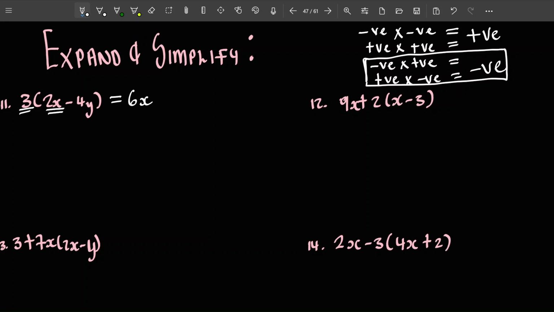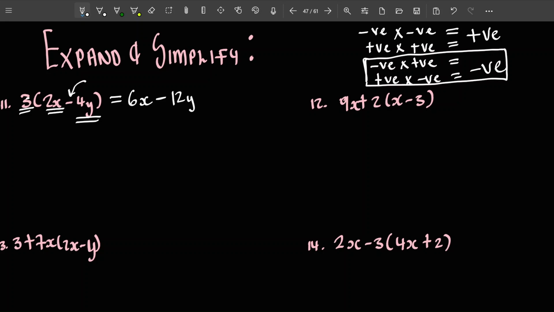So I do the same thing here. 3 by negative 4y. Remember, this is a negative 4y because we said the sign of a number is the sign in front of it. If there is nothing in front, it's a positive number. If there is a plus in front, it's a positive number. If there is a negative in front, it's a negative number. So 3 by negative 4y. The signs are different. 3 is positive. Negative 4y is a negative number. So my answer is going to be negative. Then 3 by 4, I get 12. Is there anything to multiply y? No, it comes down as it is.